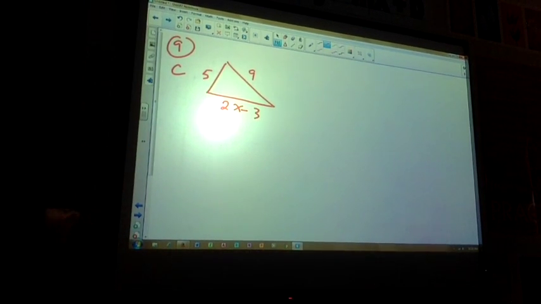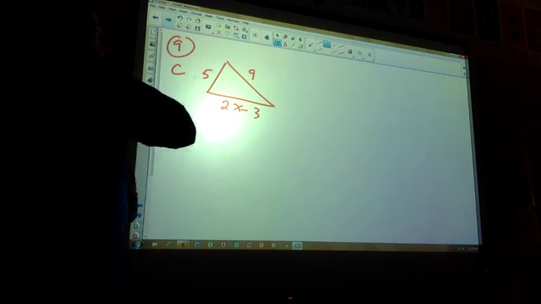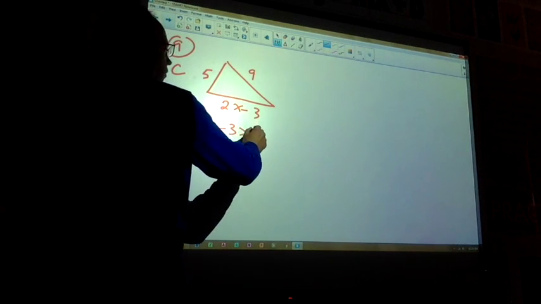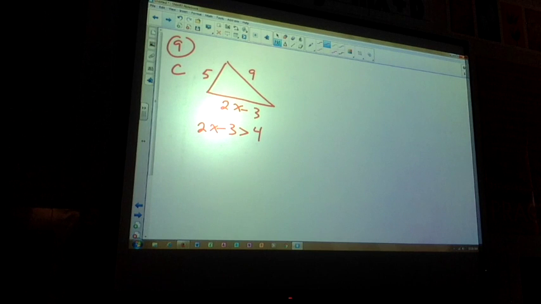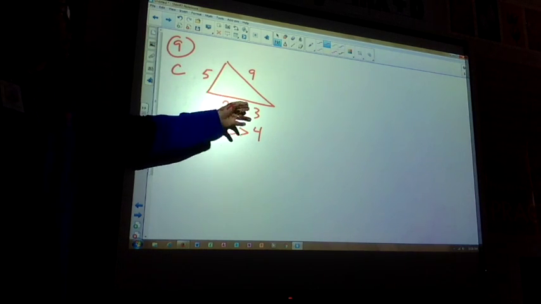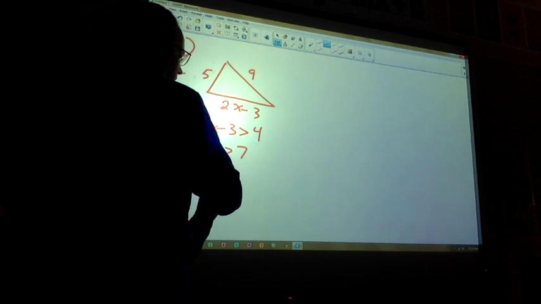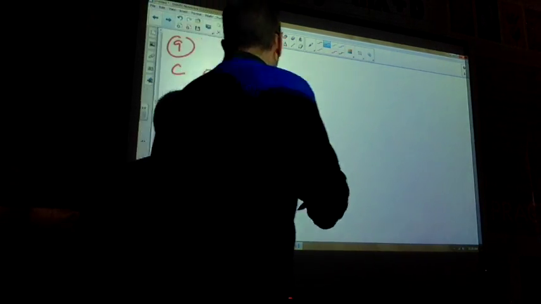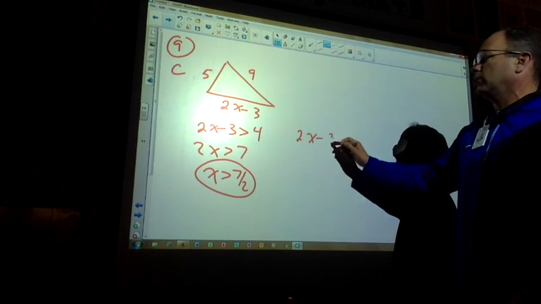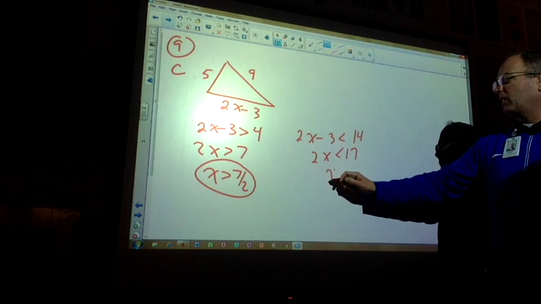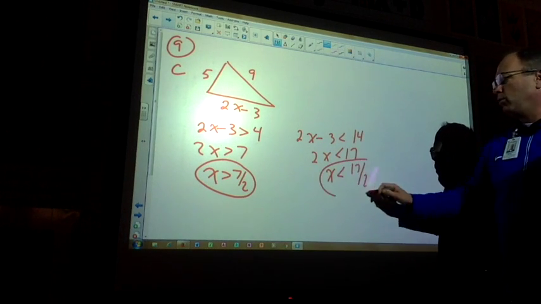All right. Things that we might need to know. 9C. What does it say? Determine the possible values for x in each. Okay. So we know that 2x minus 3 has got to be greater than 4. Why is that? Because 5 plus 4 is 9. So this side has to be a little bit bigger than 9. So that's why it's greater than it. So if I solve this, I get 2x is greater than 7. So x is greater than 7 over 2. And then we could also assume this could be our largest side. So then we have to know that 2x minus 3 has to be less than 9 plus 5, which is 14. Solve that. So 2x is less than 17. x is less than 17 over 2. 8 and a half. Something like that.